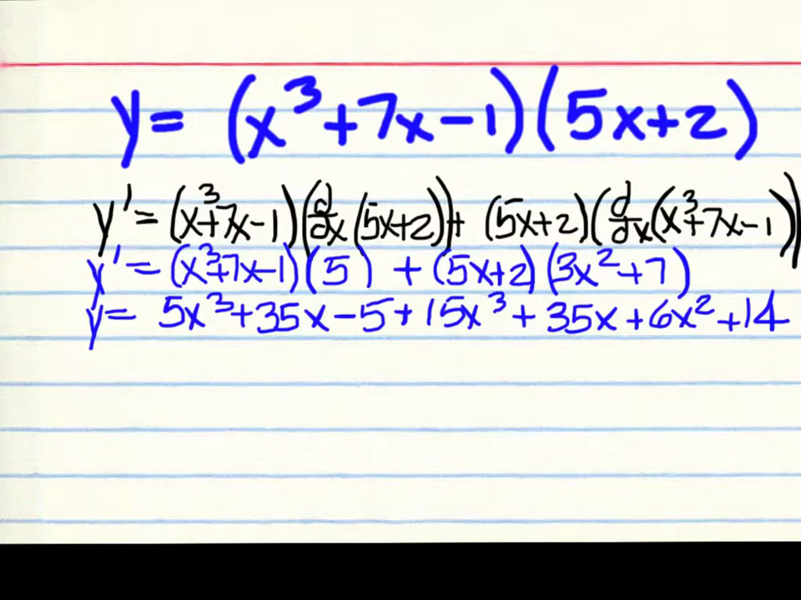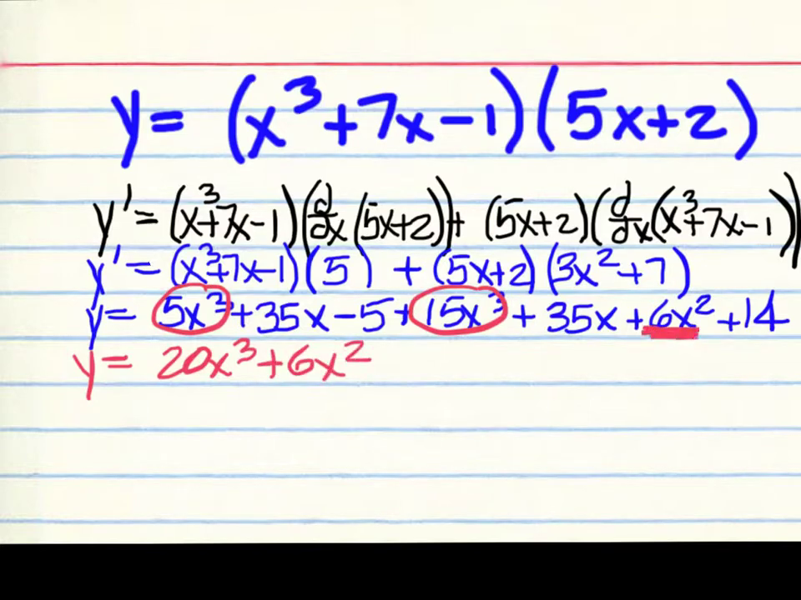Now go back and simplify. 5x cubed, 15x cubed is 20x cubed. And we have a square, 6x squared. And for your x terms, we have a 35x and a 35x. That would be 70x. And then minus 5 plus 14 would be 9.